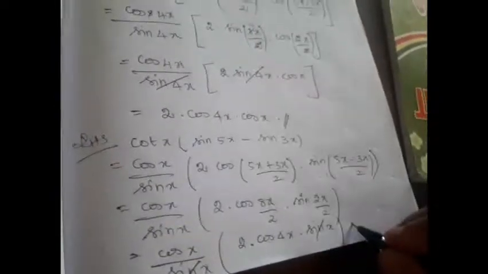So what did we get now? 2 cos 4x into cos x. So thus we arrived at the same answer as our left hand side. Therefore left hand side equals right hand side, and hence we proved.